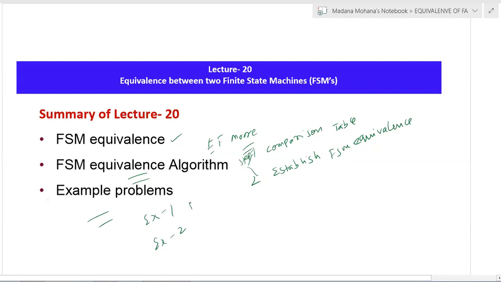Example 1, the FSMs are not equivalent, whereas example 2, the FSMs are equal or equivalent. So these two examples were demonstrated. Next class we will come up with other interesting topics. Now we stop here.